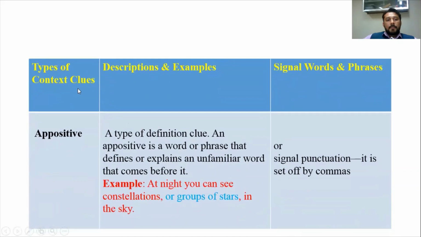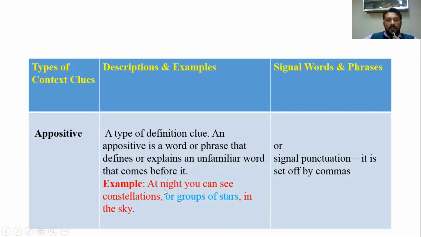So another way is appositive. Here you will find signal words like "or", and signal punctuation. It is set off by commas. So whenever the writer uses a new word followed by a comma or the word "or", he is going to give you the meaning of that new word. This is a type of definition clue, and an appositive is a word or phrase that defines or explains an unfamiliar word that comes before it.